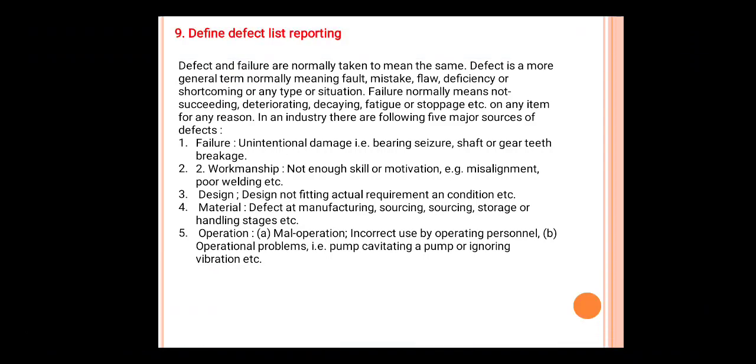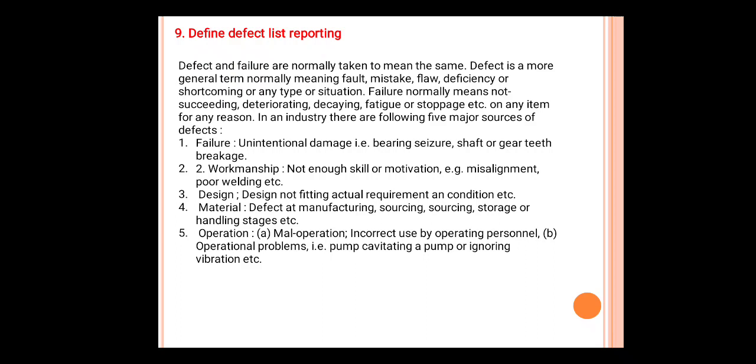define defect list reporting. Okay, how the defect lists are to be maintained and how that reporting is to be done, we'll see here. Defect and failure are normally taken to mean the same. Defect is a more general term, normally meaning fault, mistake, flaw, deficiency, or shortcoming or any type of situation. Failure normally means not succeeding, deteriorating, decaying, fatigue, stoppage, etc. on any item for any reason.